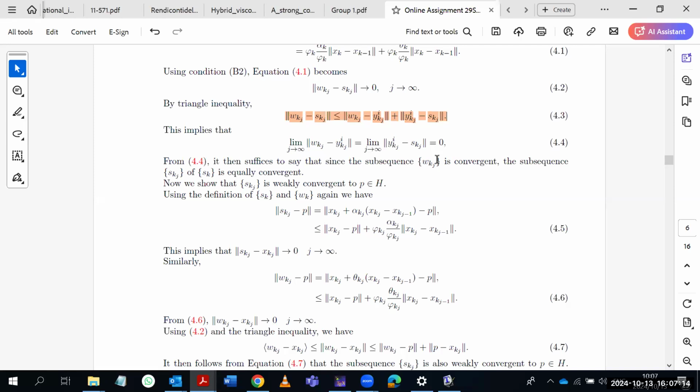Now, you then said that now we show that skj is weakly convergent to P in H. But why? How? That's a mistake. It's a crash.